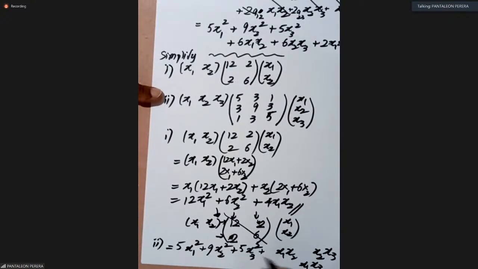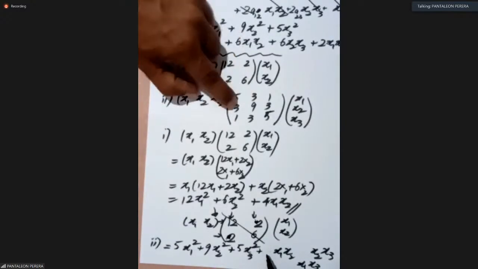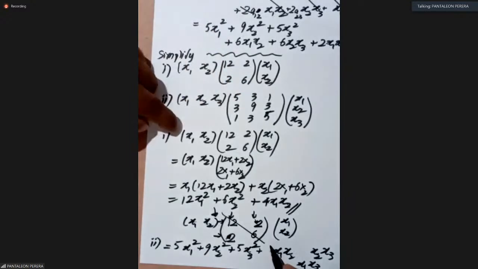Now, this is a tricky question. What about this number? This one. The coefficient of x1, x2. x1, x2 means 1, 2 positions. This is 1, 2. This is 2, 1. 1, 2, 2, 1. Therefore, they are summed.